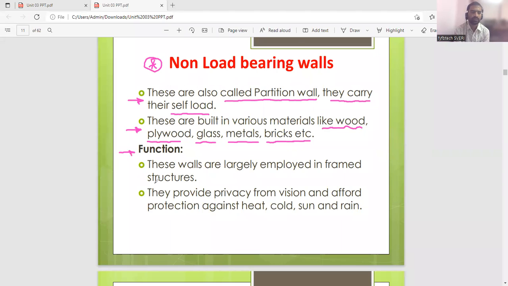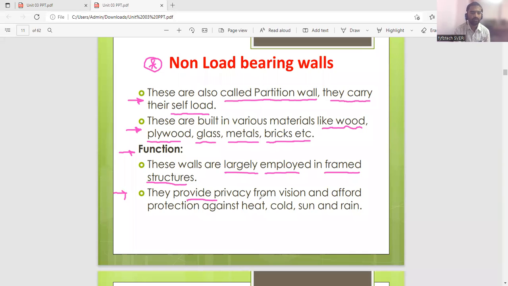Function, you can write function. कहाँ पर use करते load bearing, non-load bearing walls? Frame structure में. These walls are largely employed, means used, in framed structures.